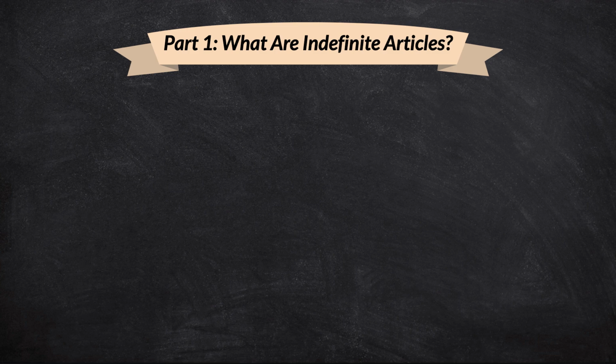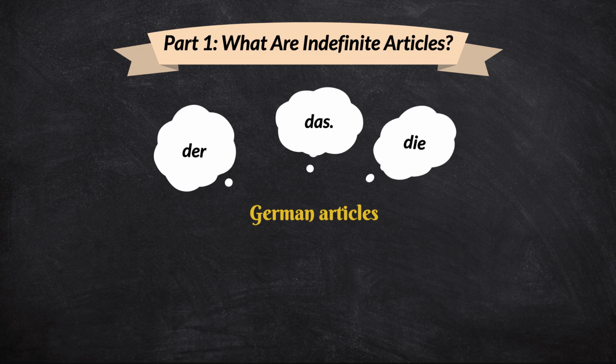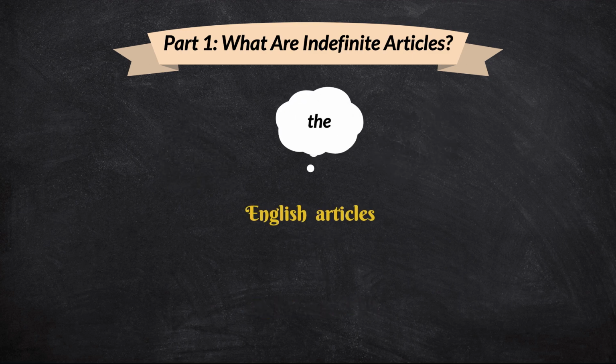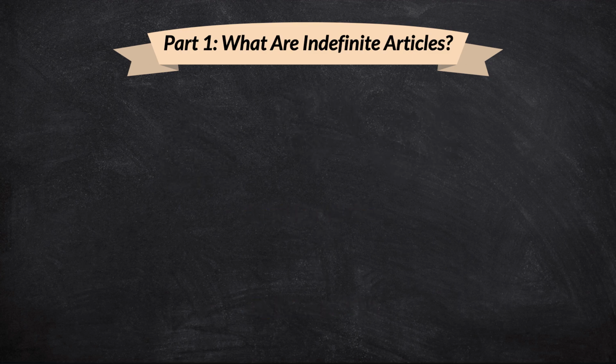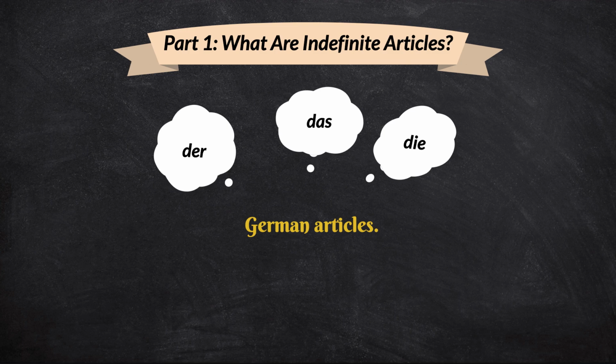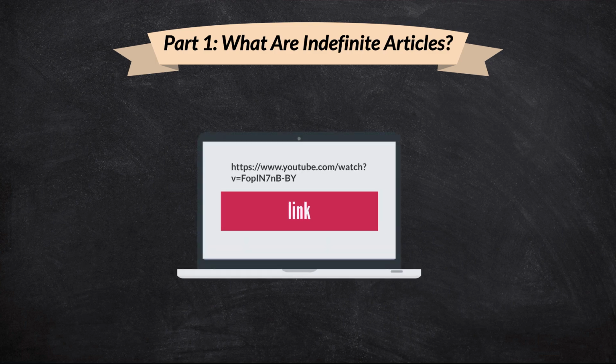Before we continue, let us take a moment to understand something very important. You may remember in the last video, we learned about the German articles, der, die, and das. They are called definite articles. In English, that means the. If you missed that lesson, I recommend watching it first. It will help you understand this topic better. You can find the link to that video in the description below.